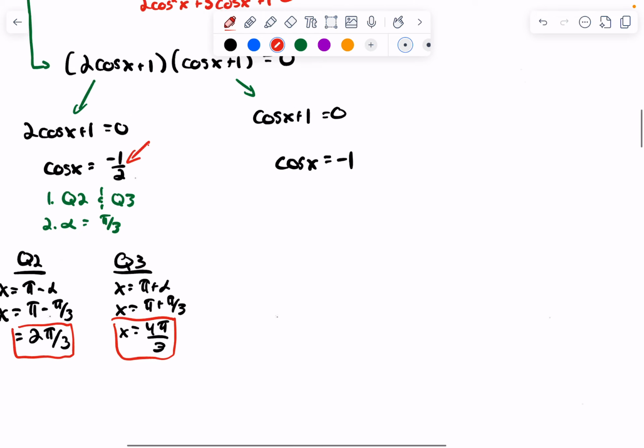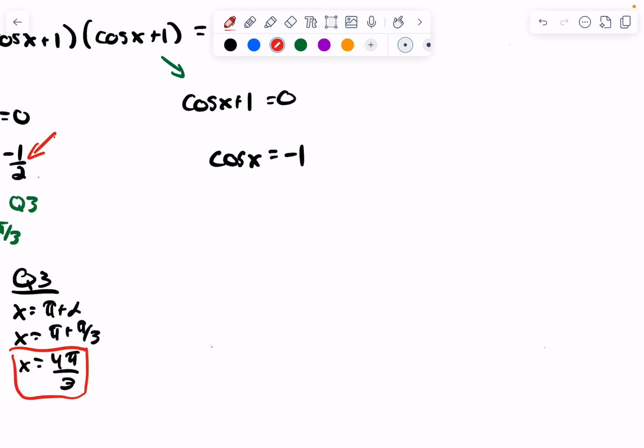But think, what value for x do I have to put in here that would give me this output? Where is cosine negative 1? Well, cosine looks like this. And in the 0 to 2 pi domain, you have one area right here which would give you a solution of negative 1. That occurs right here at pi.